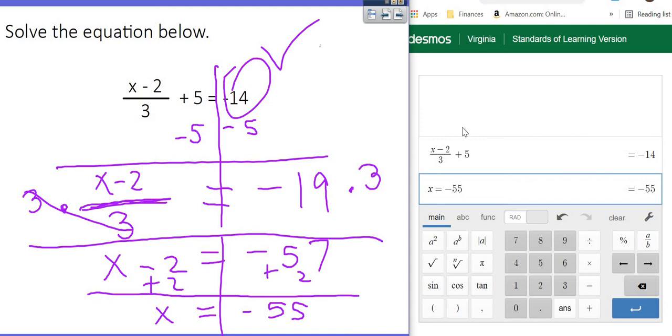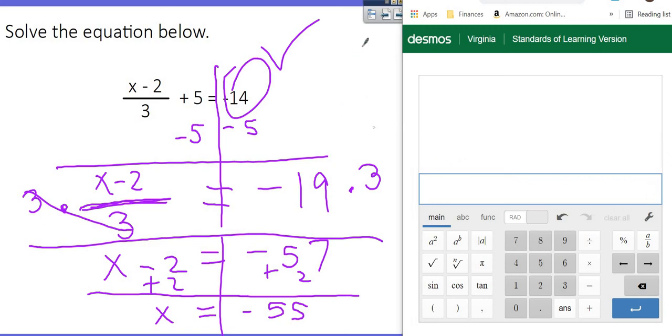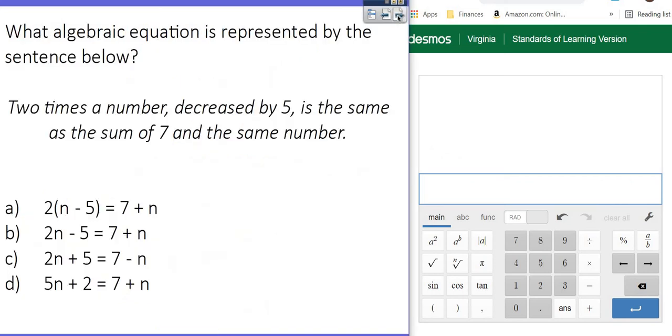But if you don't know how to solve this, just start by putting in the equation and then just guess x values until you get to negative 14. It sometimes takes some patience, but it's well worth it to get it right. Okay? Every equation, you have to verify your answer in Desmos.